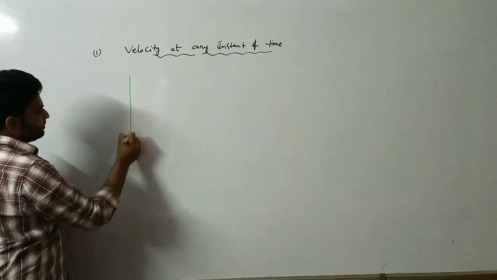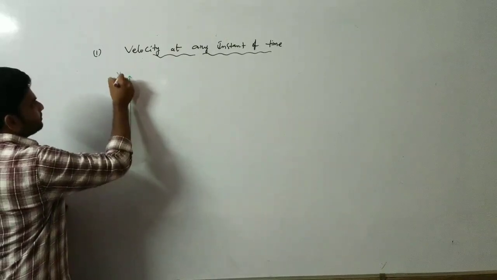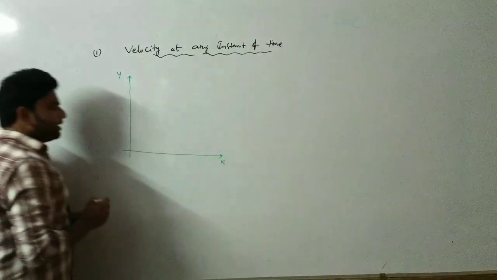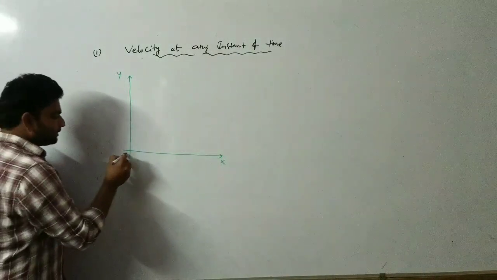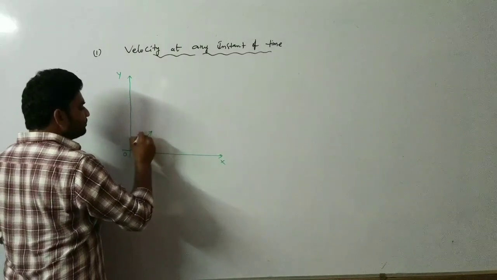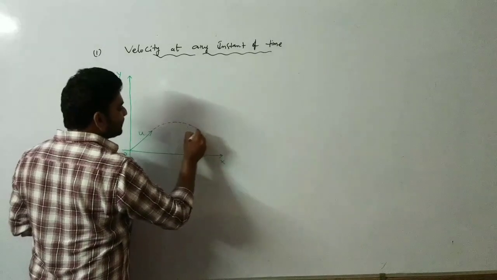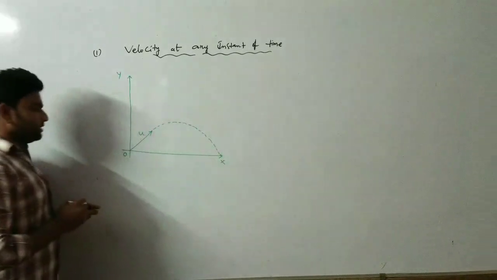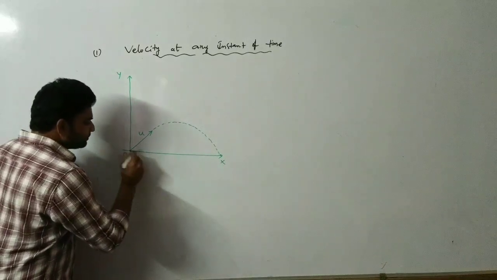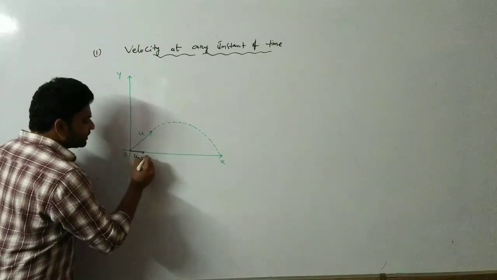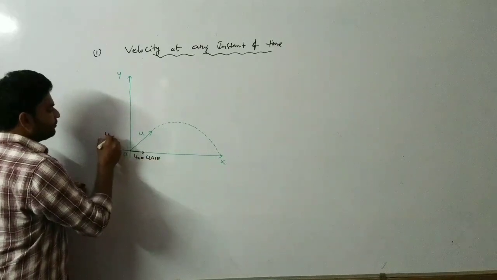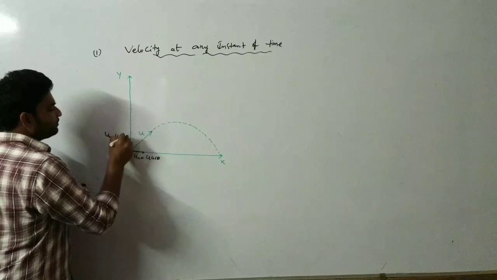Say this is my y axis and this is my x axis, and imagine I have an origin here. I am throwing a ball or particle with some initial velocity u, so that my trajectory will be like this, right? So you already know initially this component is ux, which is nothing but u cos theta, and this component is uy, which is nothing but u sin theta, right?